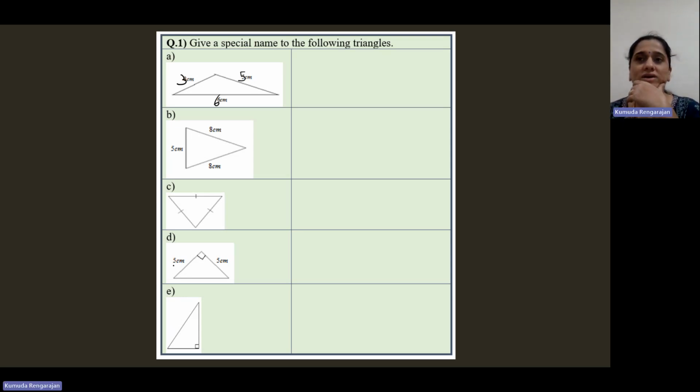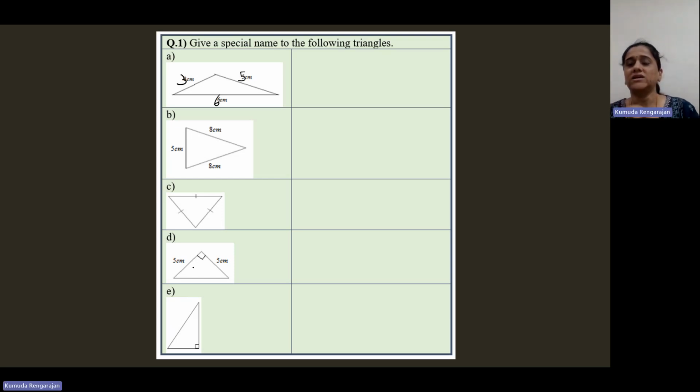How are triangles classified based on sides? Based on the length of the sides. So classification of triangles based on the lengths of their sides will be scalene triangle where no sides are equal, isosceles triangle where two sides are equal, and equilateral triangle where all the three sides are equal. And how are triangles classified based on their angles?